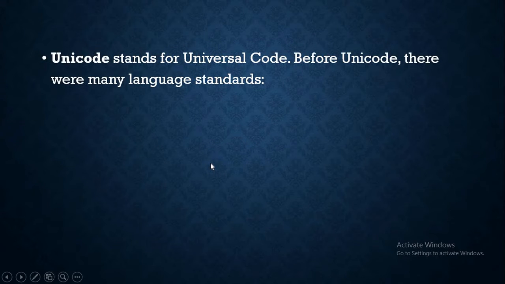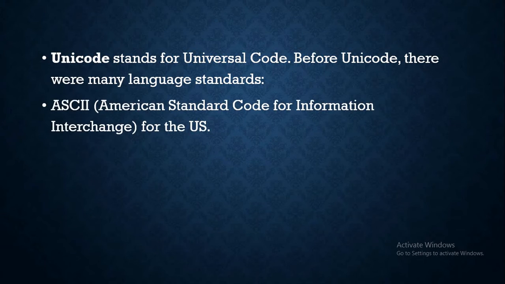Unicode stands for universal code. Before Unicode, there were many language standards. What is Unicode, the universal code? I have already discussed it. ASCII, American Standard Code for Information Interchange, we have already discussed. This code is for the US, and it was created by scientists of the USA.